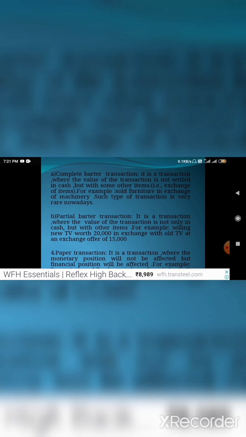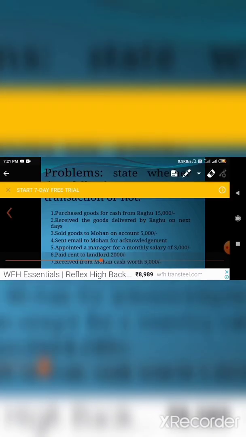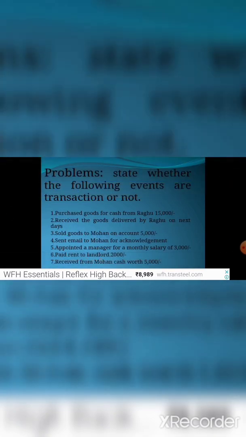Next is paper transaction. This is the fourth type of transaction. Paper transaction is a transaction where the monetary position will not be affected but the financial position will be affected.